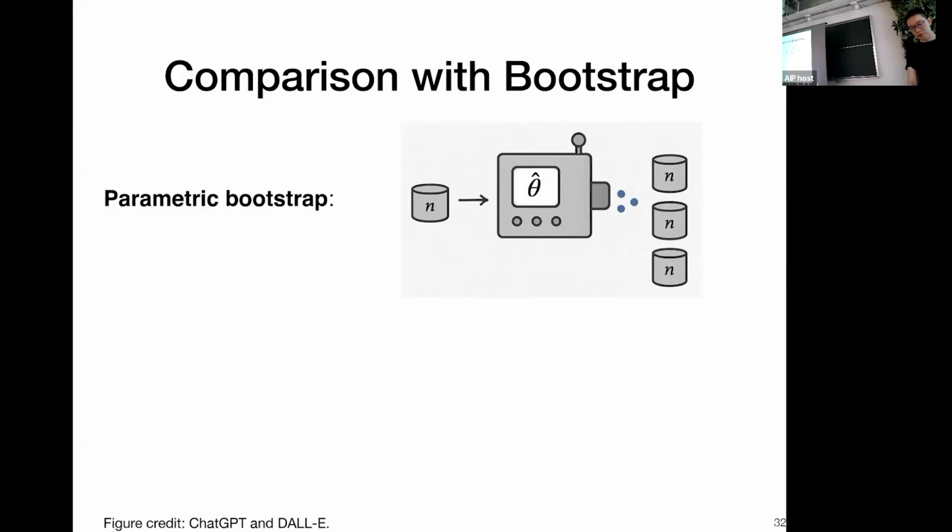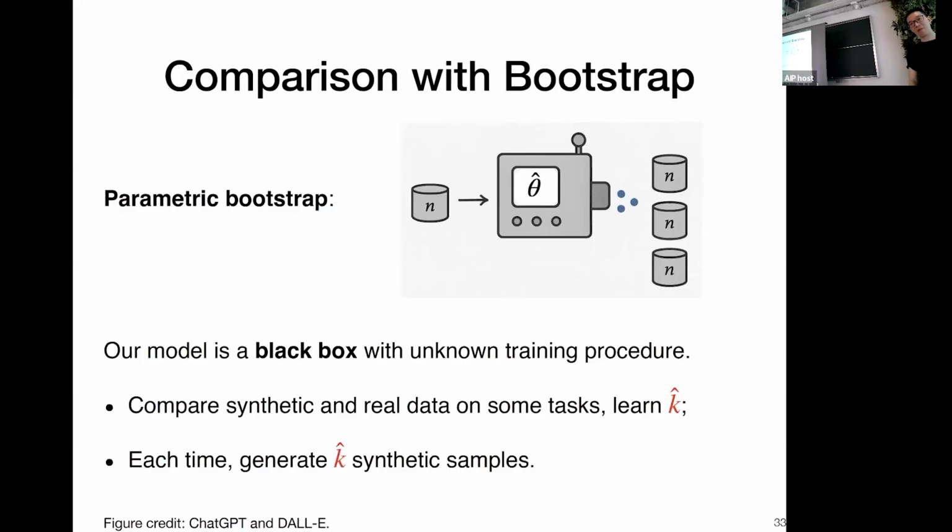Yeah. So in parametric bootstrap, you know how many samples to generate because you know how this model is trained. But in our case, the model is a black box with an unknown training procedure. Just imagine ChatGPT. You don't know what type of data it has been trained on. It must be a mixture of real data from the internet combined with synthetic data, etc. So it's a mixture. You cannot say the language model is trained on IID samples. It doesn't work that way. So it's a black box. Its model is already given to you with an unknown training procedure.